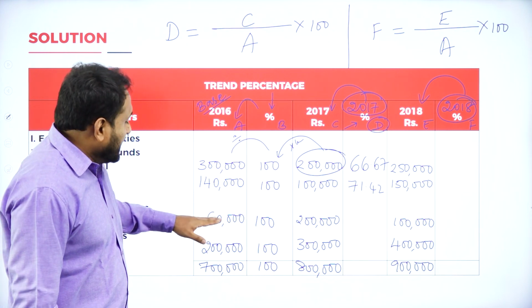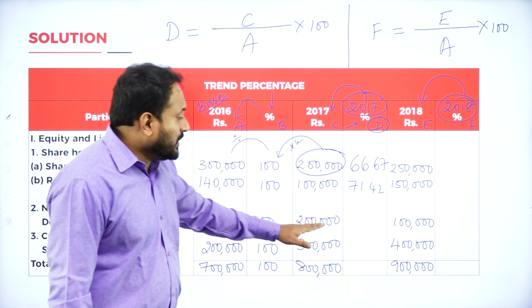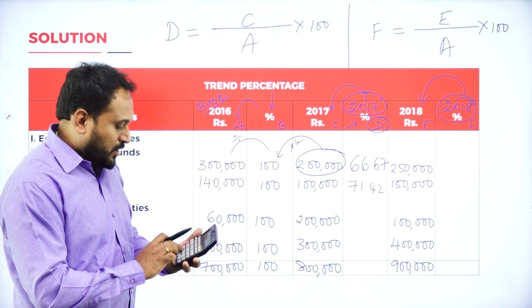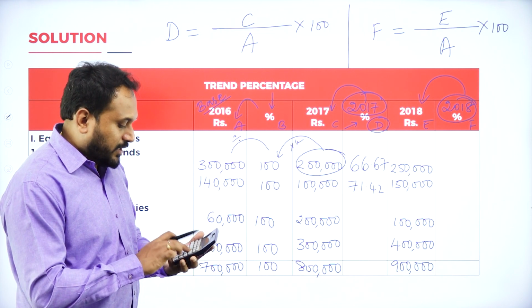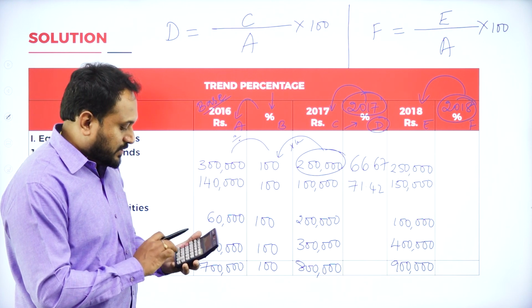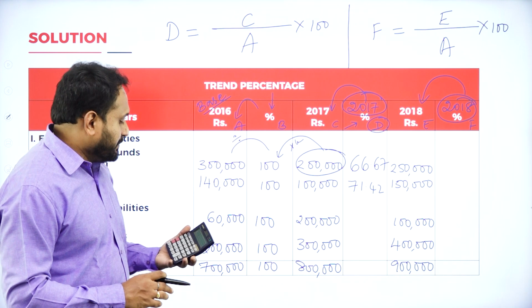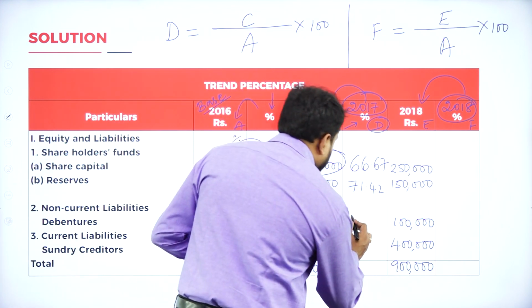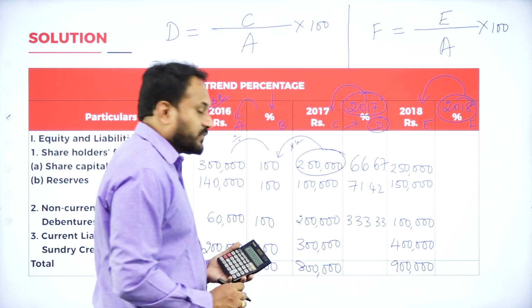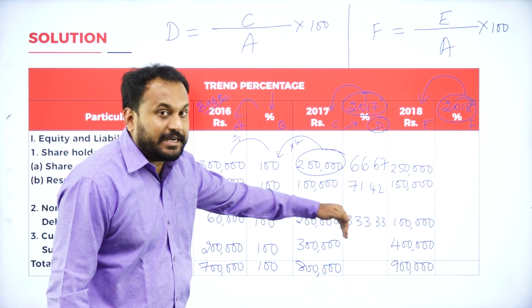Next here. Now you will understand. 60,000. For 60,000 the trend is what? 100%. For 2,00,000 how much will it be? More than 100%. So let's just check. 2,00,000 into 100 divided by 60,000 is 333.33%. That much the trend is.